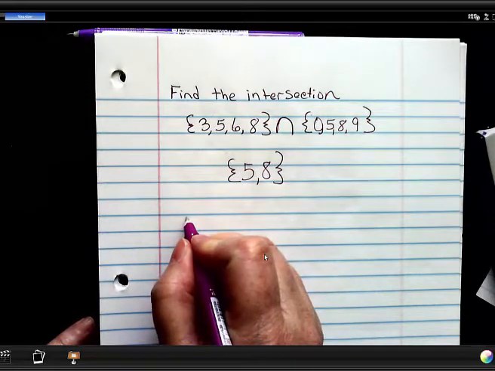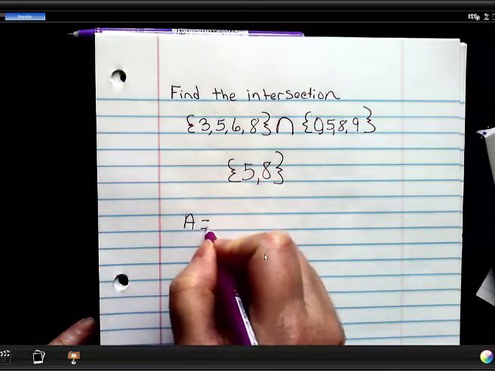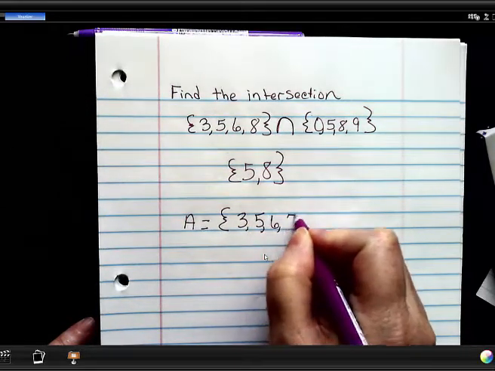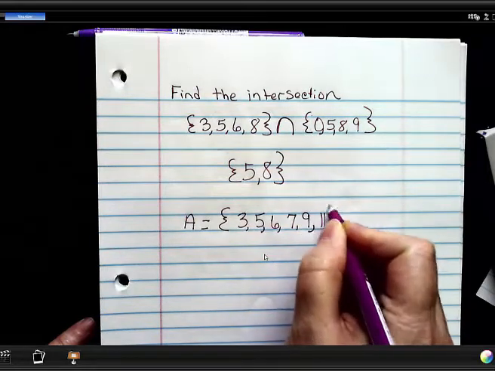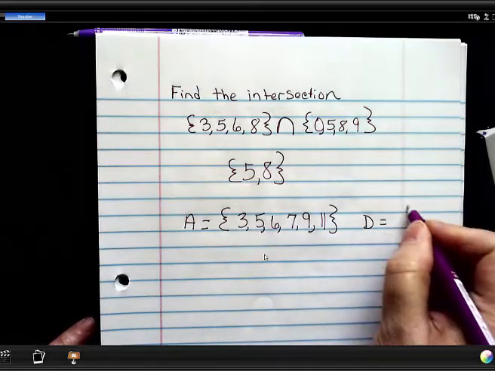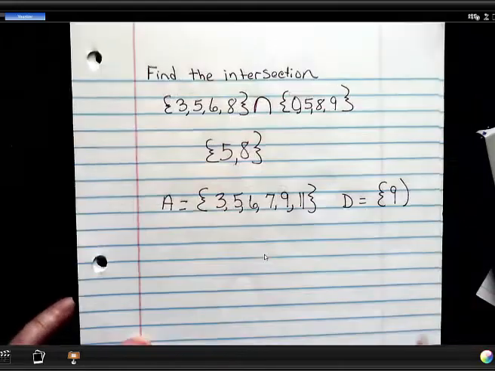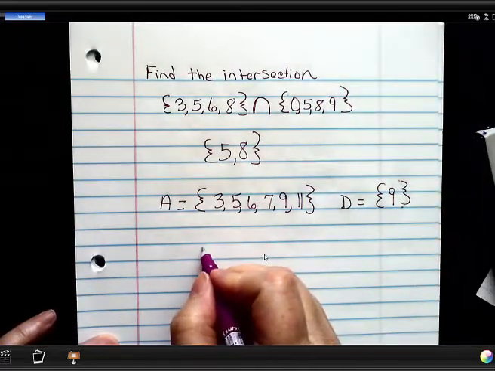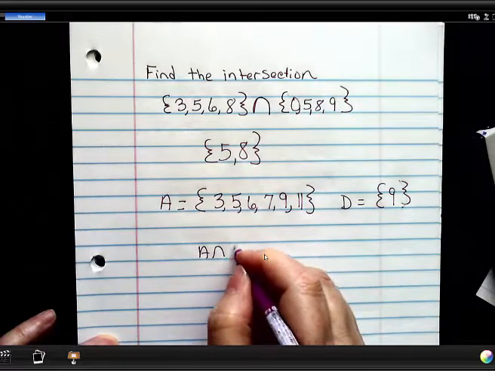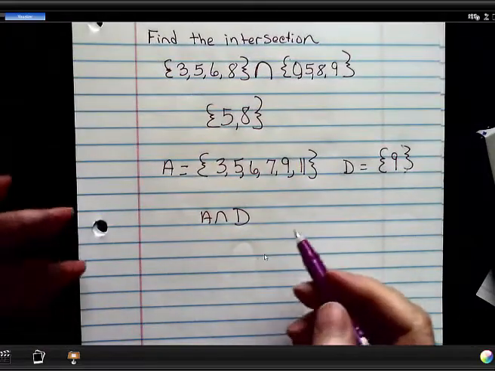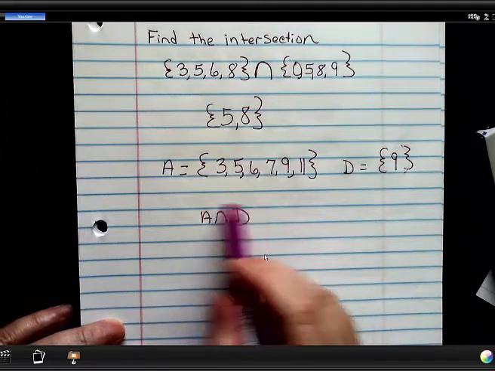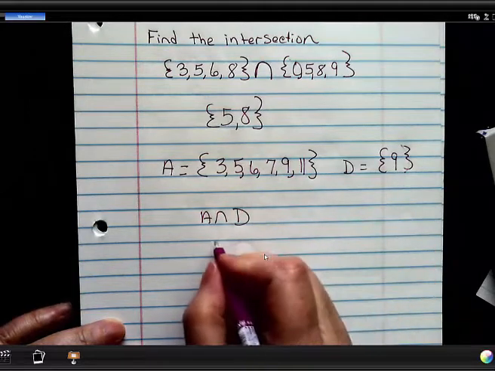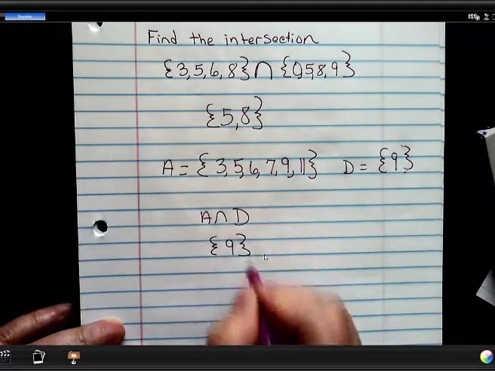So what if I said A equals 3, 5, 6, 7, 9, and 11, D equals 9. That should not be a parentheses, I apologize. And I said A intersection D. And I know it looks like and, but it's not. What this is saying is, what's the intersection between these two? What do they both have in common? They both have a 9 in common.